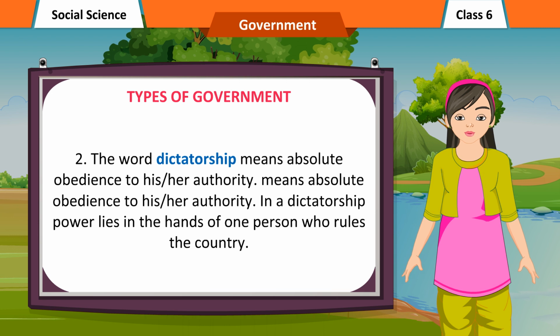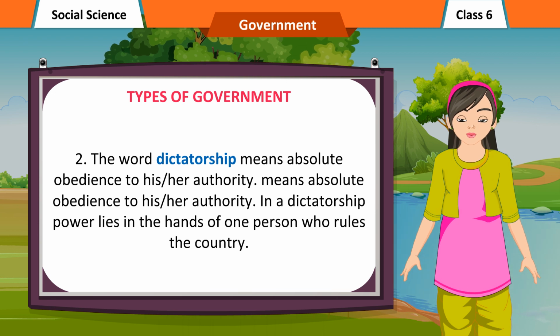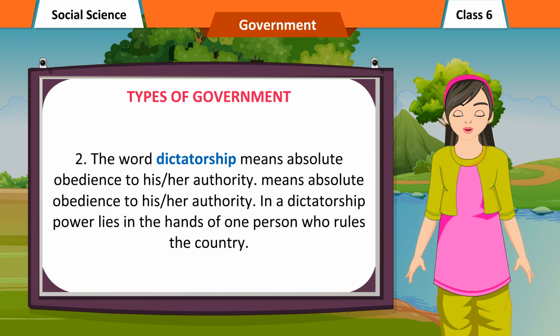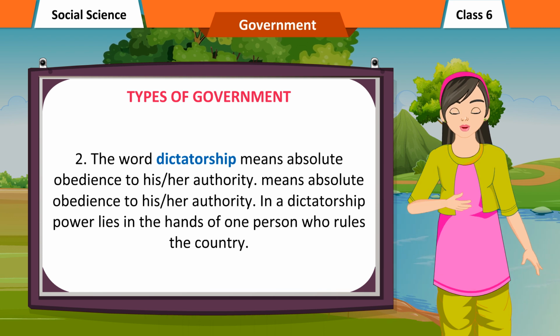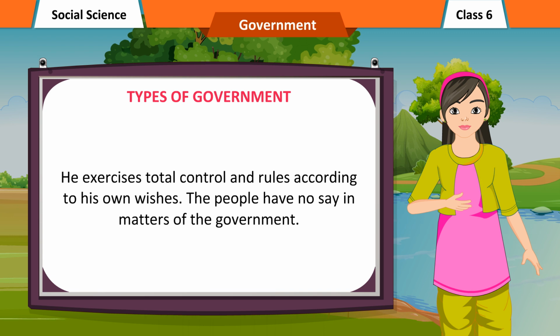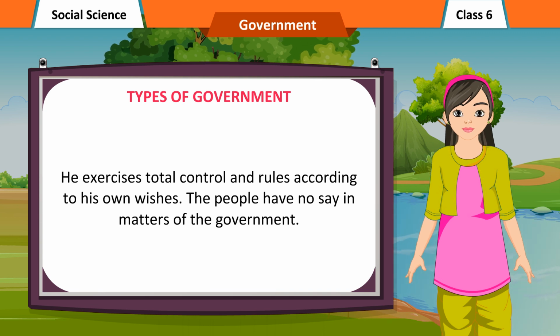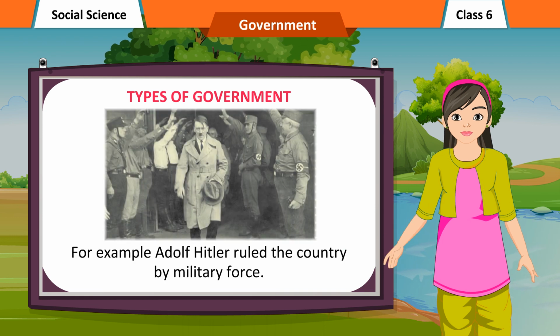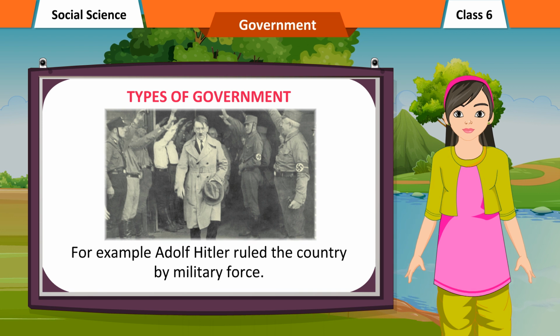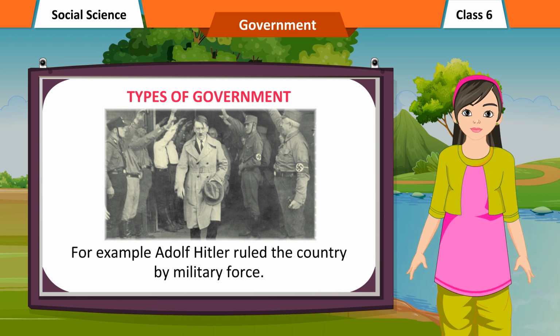2. The word dictatorship means absolute obedience to his or her authority. In a dictatorship, power lies in the hands of one person who rules the country. He exercises total control and rules according to his own wishes. The people have no say in matters of the government. For example, Adolf Hitler ruled the country by military force.